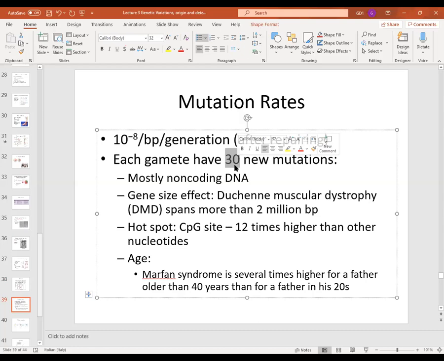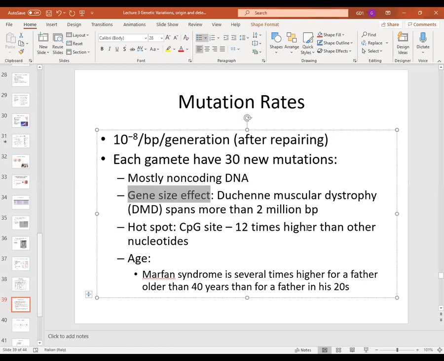But where do they locate? Mostly they land in non-coding DNA, because 98% of our DNA is non-coding DNA. It does not relate with any exons, I mean exon. So they have no function. And this also happens with the gene size effect. In gene size, we have very diverse genes.